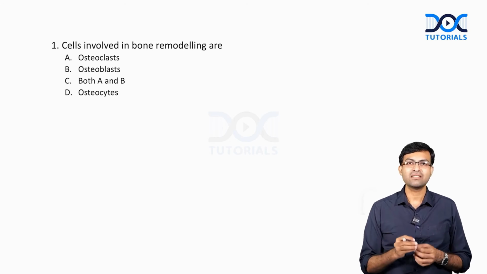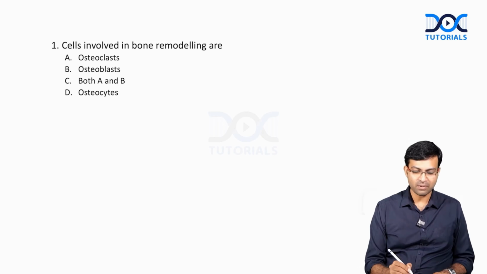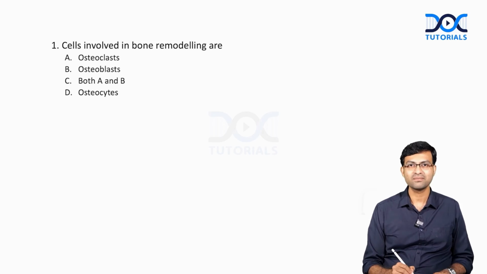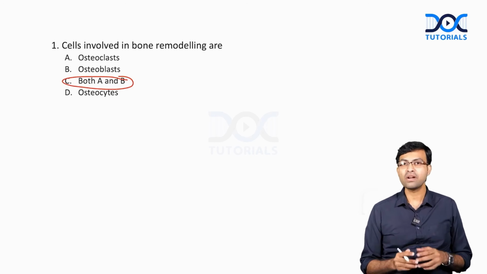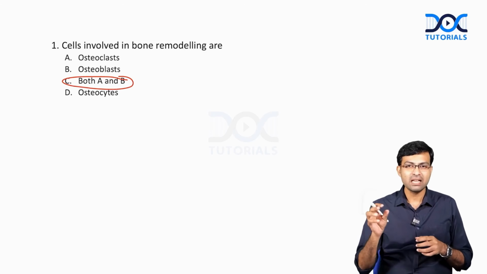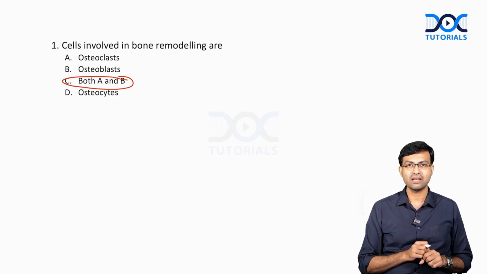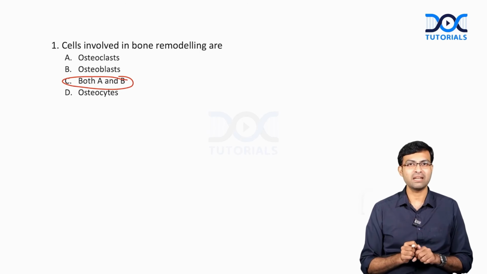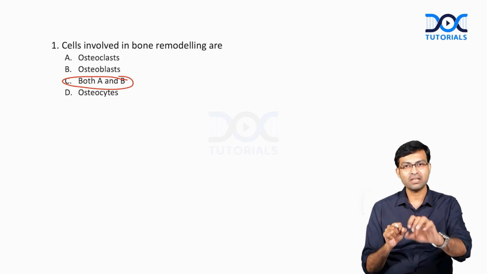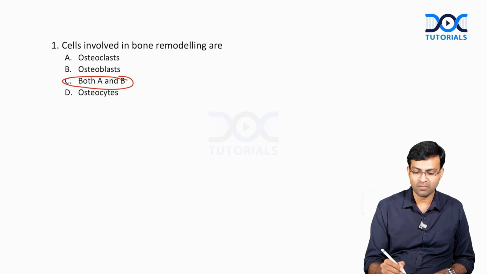Let's quickly discuss some important MCQs. Cells involved in bone remodeling are osteoclasts, osteoblasts, both A and B, or osteocytes. What is the answer? Don't say osteoclasts or osteoblasts. It is both A and B. In order for bone remodeling to take place, you need bone to be taken away from some part and deposited in some other areas. It cannot be a one-way process. The bone cannot be continuously destroyed, and it cannot be continuously made. So there's a combination of osteoclasts and osteoblasts responsible for bone remodeling.